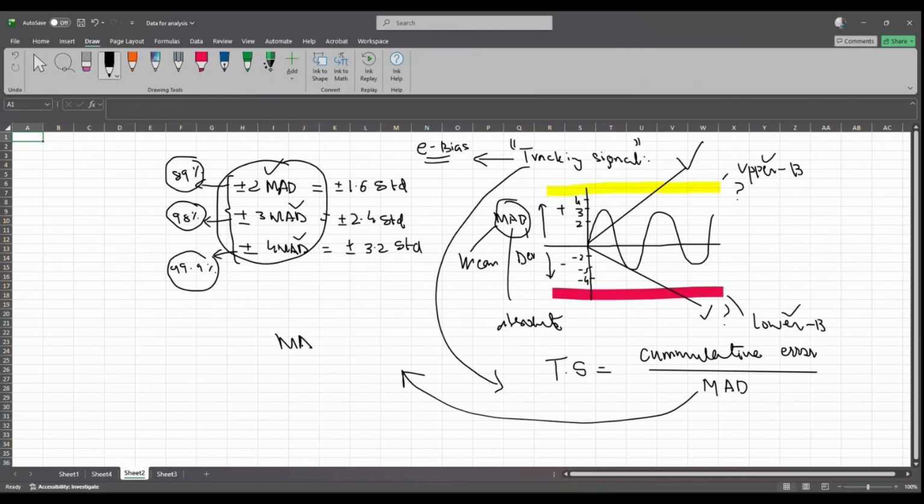Mean absolute deviation is simply equal to the error, that is actual value minus forecast value, and we take its absolute value, sum them up, and divide by n. This value is taken in the denominator, and the cumulative error is divided by MAD, and we get the tracking signal value, and then we compare it against the standard which we selected. So let's discuss one case, and let's estimate the value of a tracking signal, and then decide whether that particular forecast model is within statistical control or not.